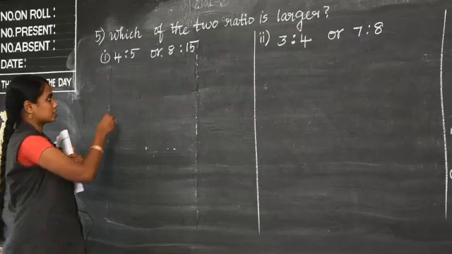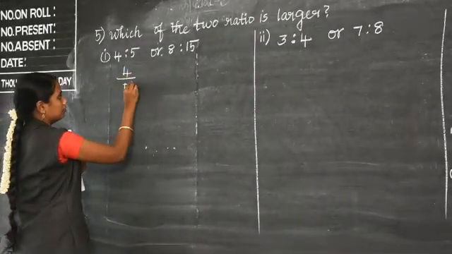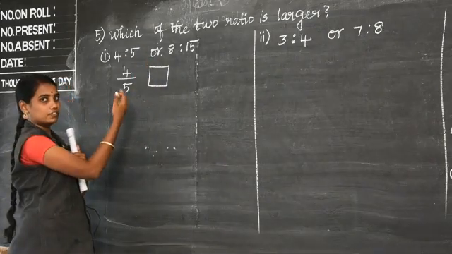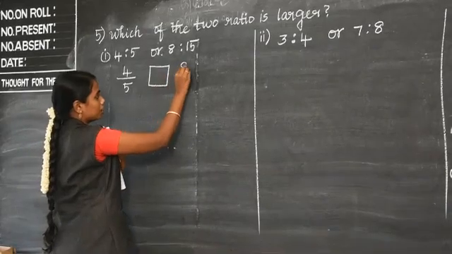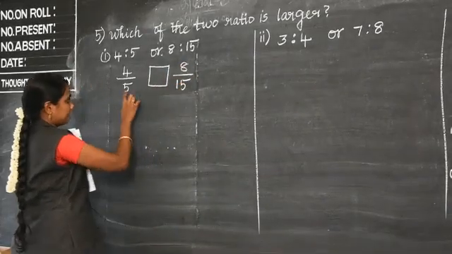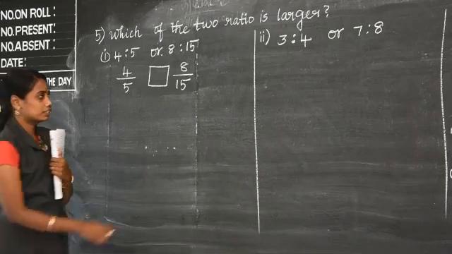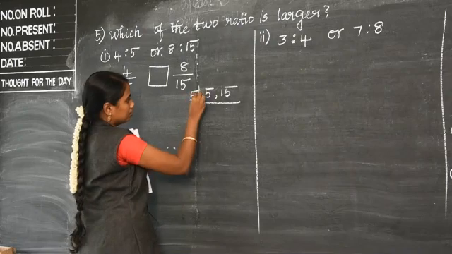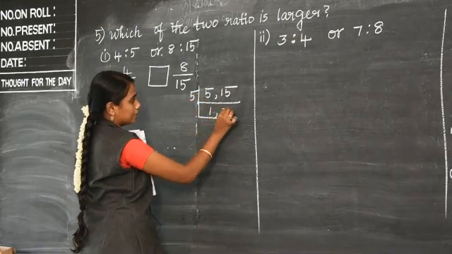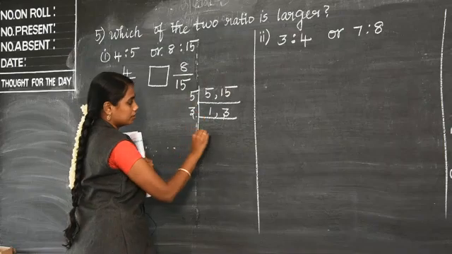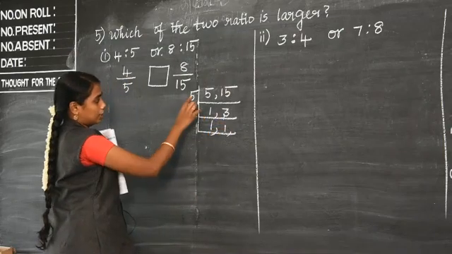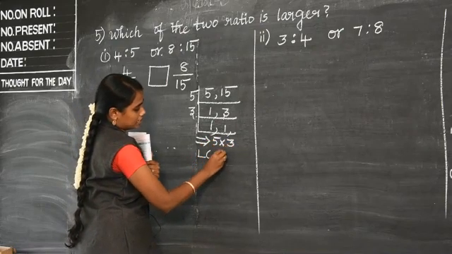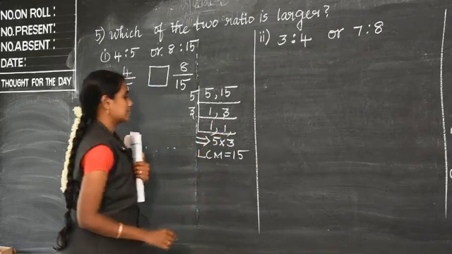A ratio can be written in fractional form. So write it in the fractional form. We don't know which is greater and which is smaller. So 4/5 and 8/15. Take the LCM for the denominators 5 and 15. 5 table: 5 ones are 5, 5 threes are 15. Then 3 table: 1, 1. Now multiply 5 into 3, 15. So the LCM is 15.